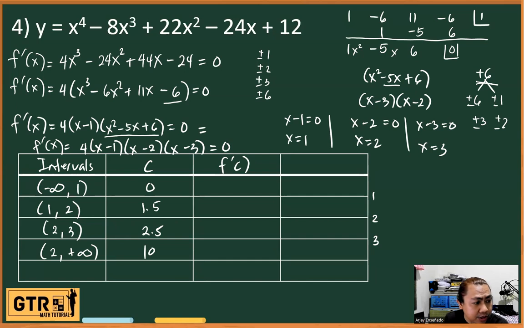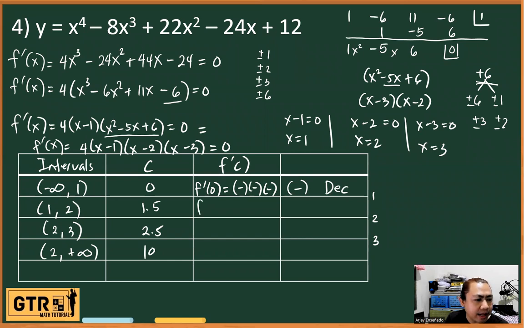So let's just substitute in this factored form. So let's just ignore the 4. So we have f prime of 0 that is equal to, when x is 0, 0 lahat. So negative 1, negative 2, negative 3. So we have negative times negative times negative. So therefore, we have 3 negatives.